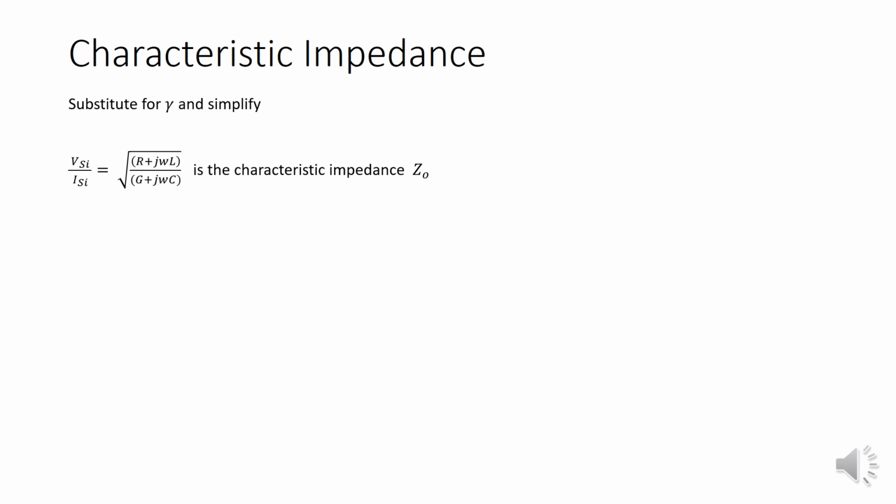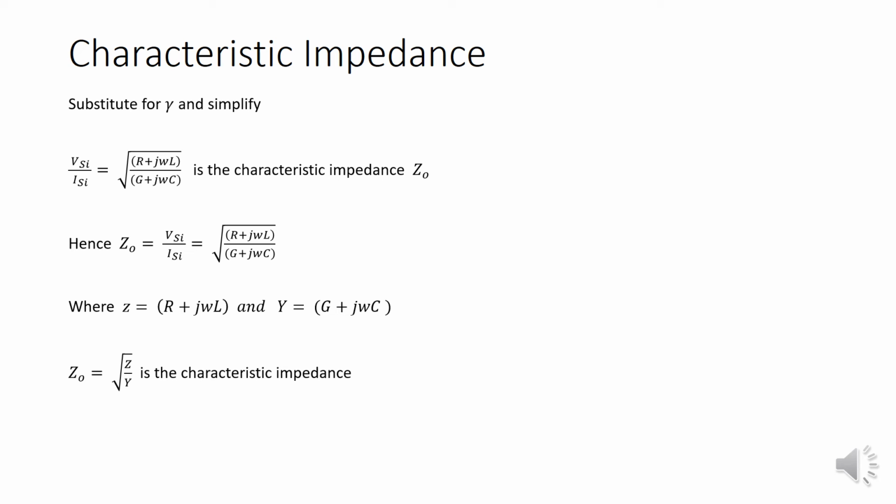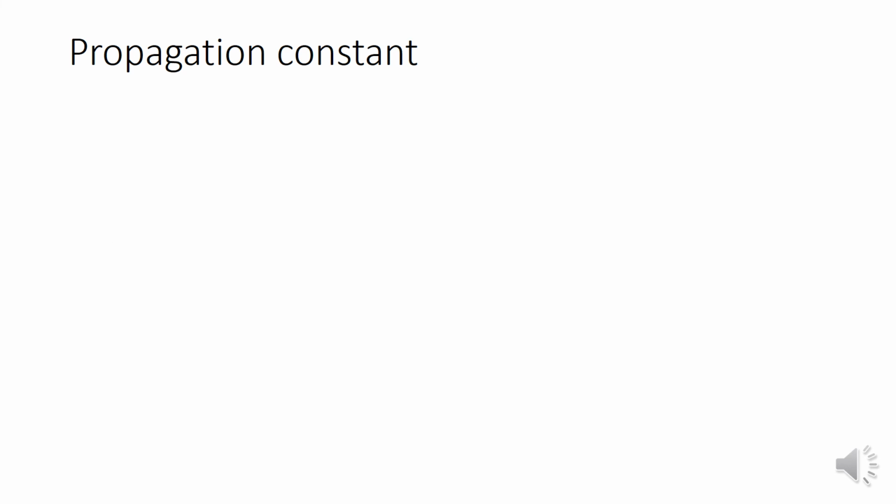This is our characteristic impedance, which is denoted by Z0, where z is given by r plus j omega l and y is given by g plus j omega c. So finally you can also write in terms of z and y, Z0 is equal to root of z by y is the characteristic impedance.